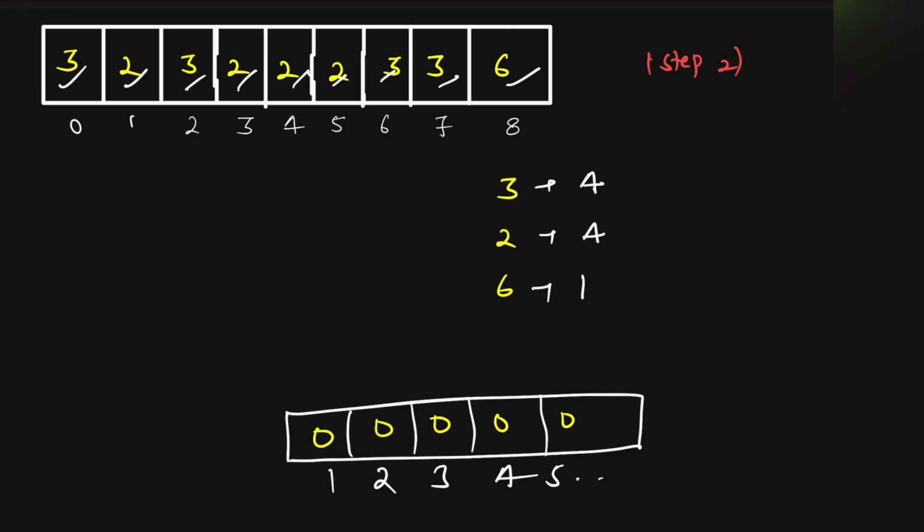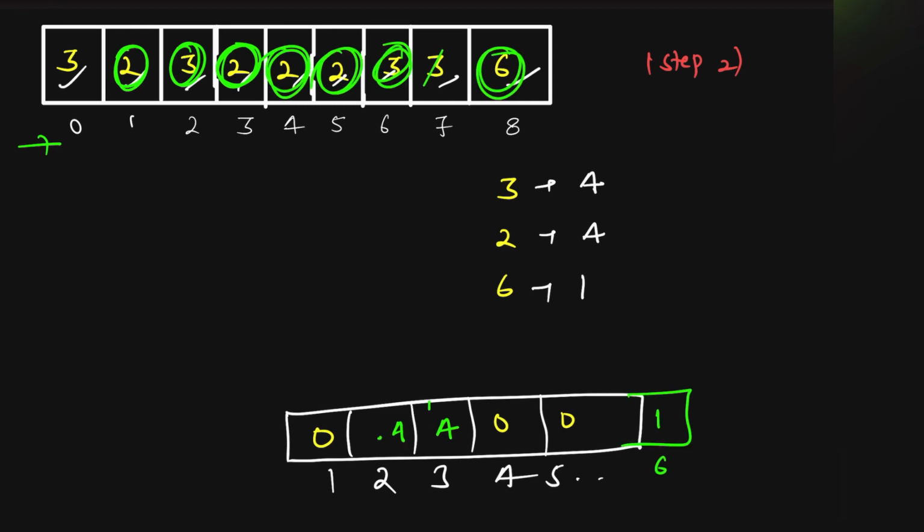Now I will traverse this array. I will check 3, so I will go to 3 and simply update it to 1, which means 3 has occurred exactly 1 time. Then I come across 2, it was 0, but now 2 has occurred, so it would be 1. Now again I come across 3, earlier it was 1, so now it would be 2, because I have incremented this counter. Then again I come across 2, earlier it was 1 occurrence, but now it comes one more time, so it would be 2 times. So this is the hash table I got.